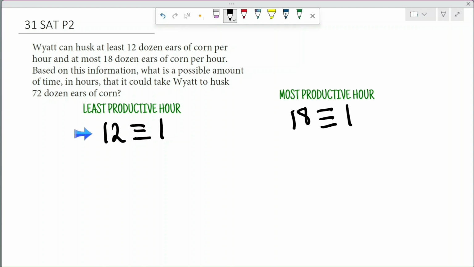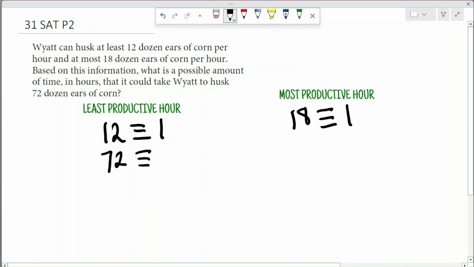So let's go with his least productive hour first. When he can do 12 dozens per hour, how many hours will it take him to do 72 dozens? Let's name it X. We can find X first before we take into consideration the number of hours it will take him to do that same 72 dozens at his most productive hour. At this point, we can cross multiply, or we can simply say if he's doing 12 dozens per hour, that means at his least productive hour.